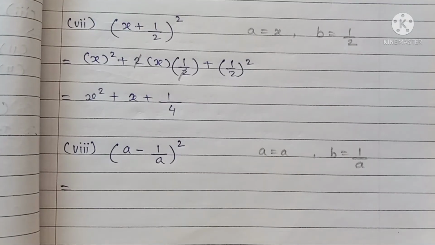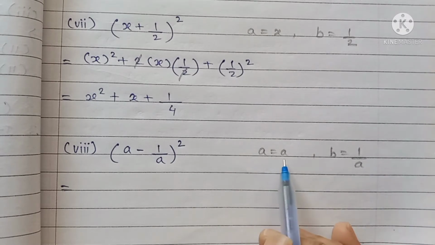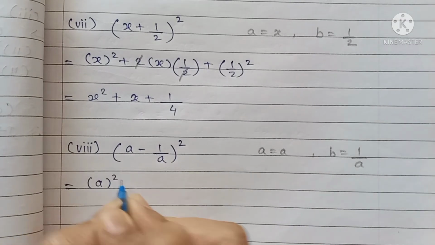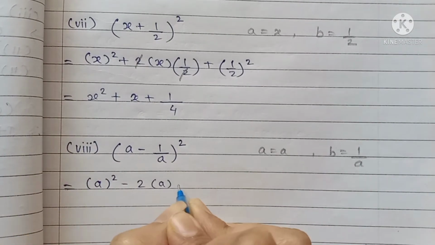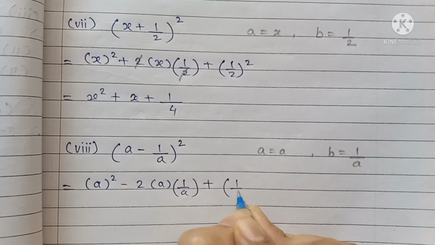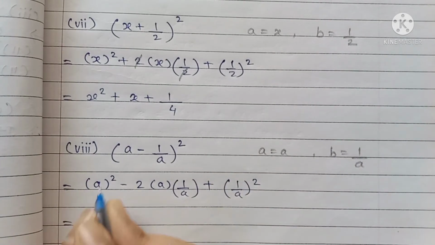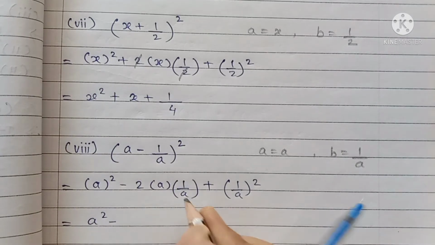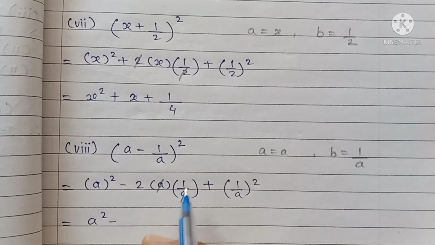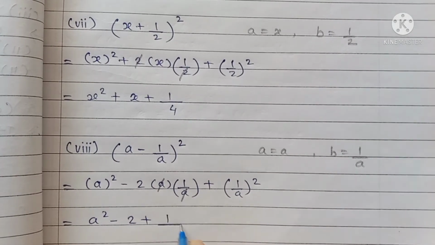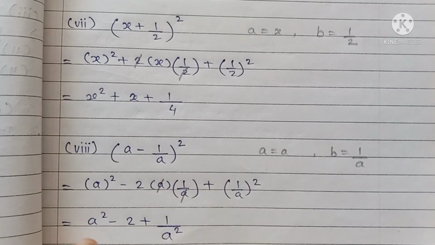Next, (a minus 1 upon a) square. Here a means a and b means 1 upon a. A square, minus 2ab means a into 1 upon a, plus b square means (1 upon a) square. A square minus, here a a will get cancelled, 2 into 1, 2, plus 1 upon a square. 1 square is 1 upon a square. Means our answer is a square minus 2 plus 1 upon a square.